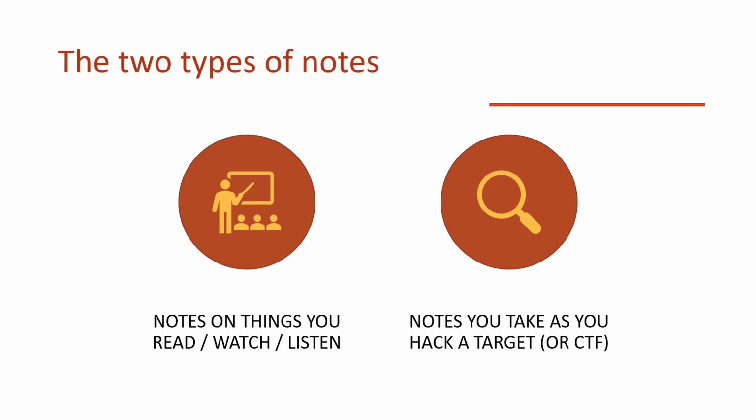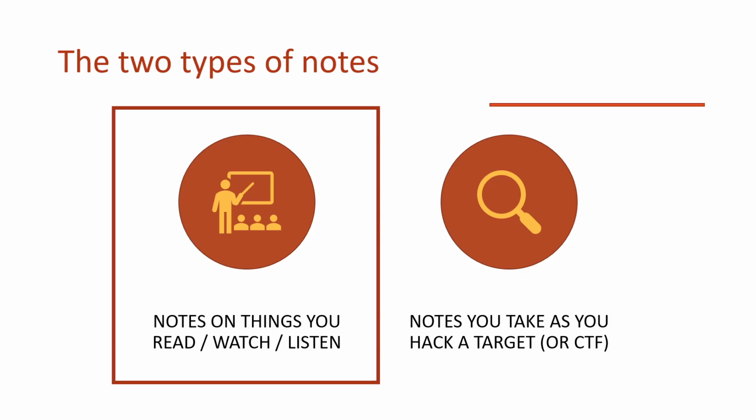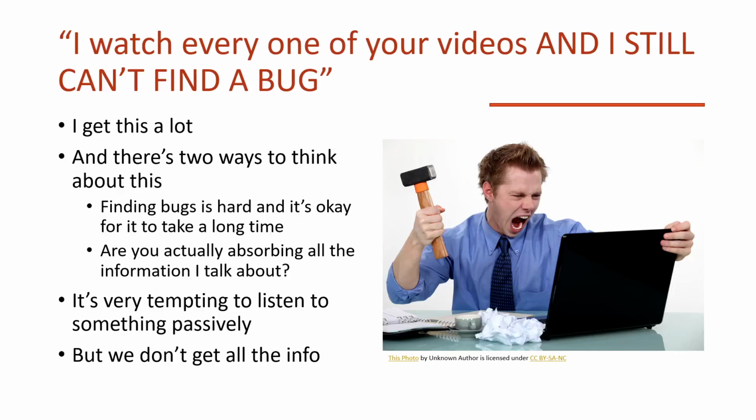So let's talk first about the two types of notes, and the first one is the notes on things you read, watch or listen to. This is something I get a lot. I watch every one of your videos and I still can't find a bug. Honestly, I get this a lot. And there's really two ways to think about this question. The first is that finding bugs is hard and it's okay for it to take a long time.